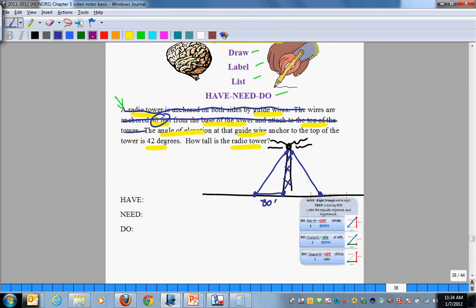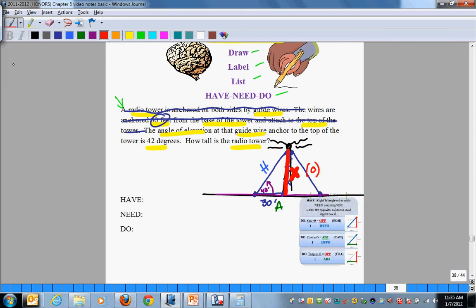The angle of elevation, and again that's at a horizontal going up, is 42 degrees. How tall is the radio tower? That is going to be our x. So have, need, do. We have, in this case, here is our hypotenuse. Here is our adjacent. This would be the opposite.